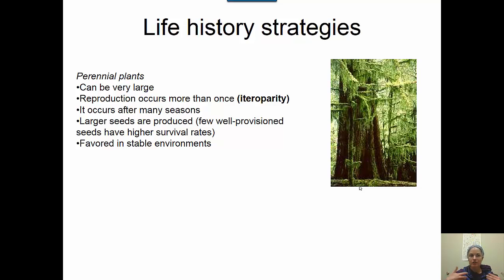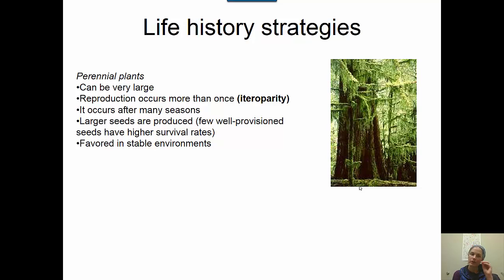On the other end of the continuum, we have some plants that have a really different life history strategy. So, really long-lived perennial plants like trees. Obviously, these are large organisms, so they devote a lot of their resources to growing their bodies. They can be huge. We often see in these long-lived perennials that reproduction is occurring more than once. We call that iteroparity. It may be delayed, so the organism may spend decades just growing in the understory before it even starts to reproduce.